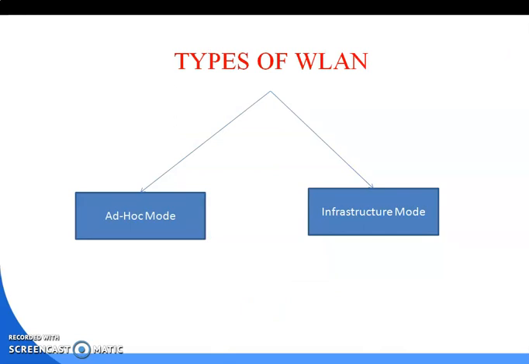So the entire wireless LAN is divided into 2 parts. One is the ad hoc mode, another one is the infrastructure mode. So what do we mean by the ad hoc mode and the infrastructure mode? It will be discussed in your next class. So the wireless LAN is divided into two parts, ad hoc and the infrastructure mode.